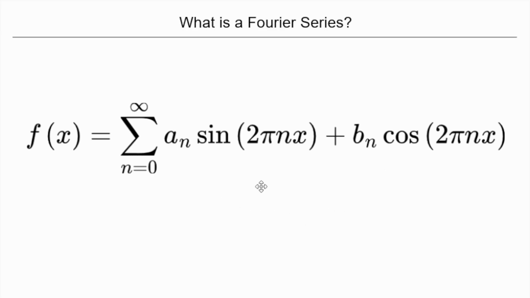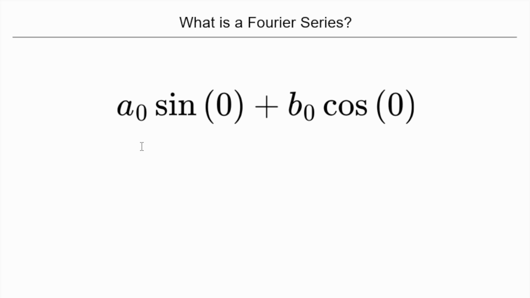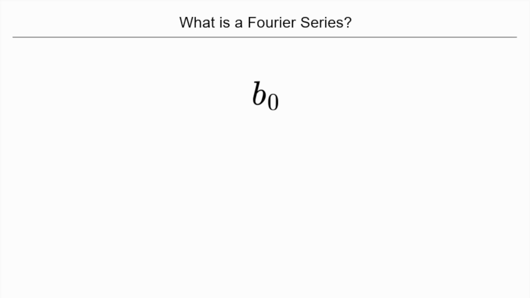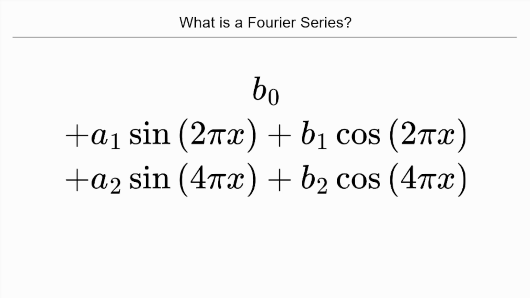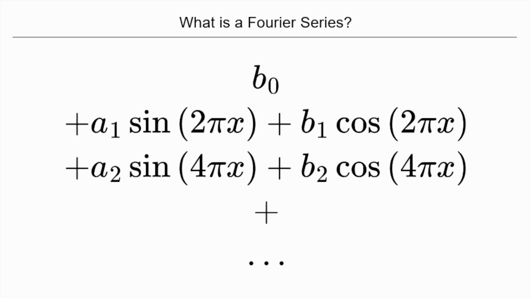So let's go over this term by term. a0 sine of 0 plus b0 cosine of 0. That's the first term. But sine of 0 is just 0, and cosine of 0 is 1, so the first term is b0. The next term is a1 sine of 2 pi x plus b1 cosine of 2 pi x. The following term, a2, b2, and so on.